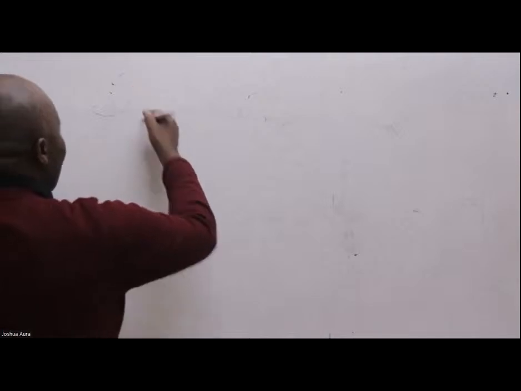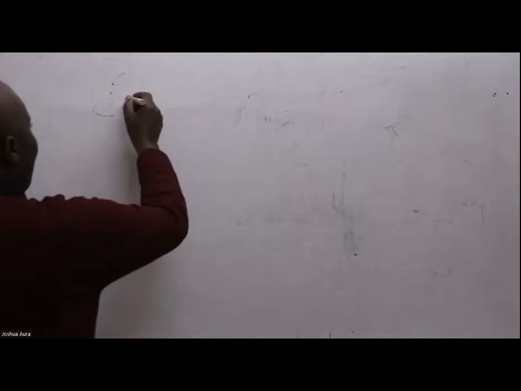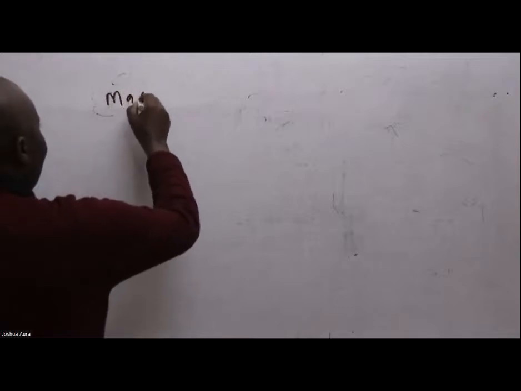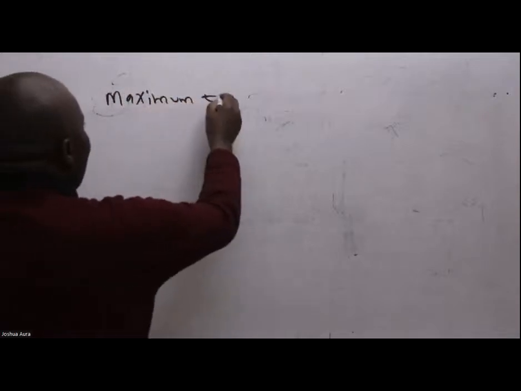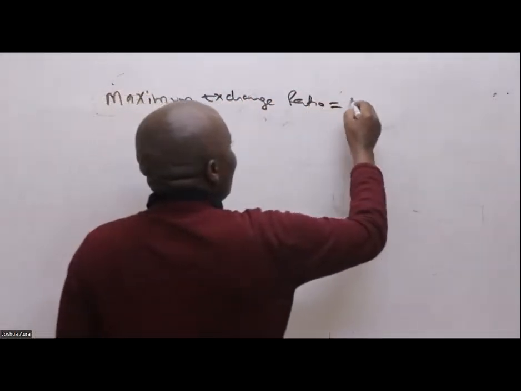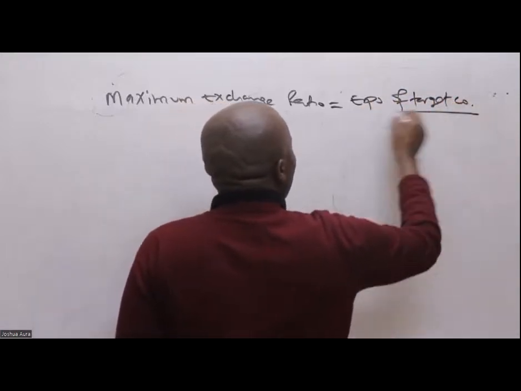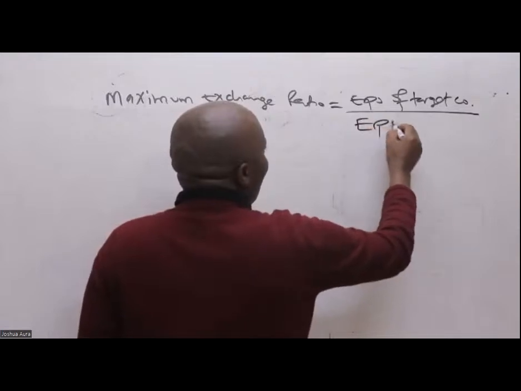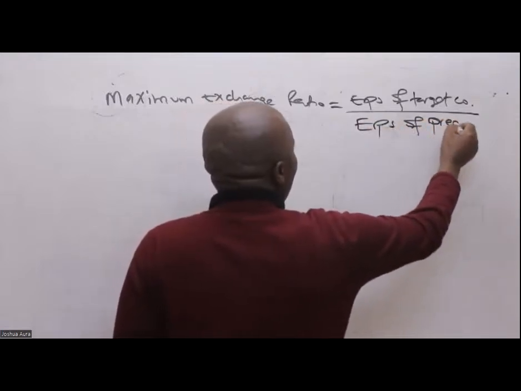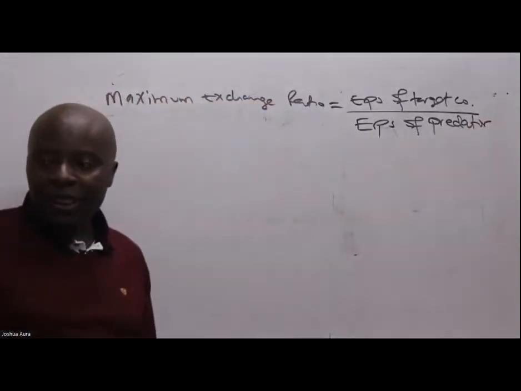So maximum exchange ratio. Maximum exchange ratio is EPS of the targeted company all over EPS of the predator. A very, very important formula.